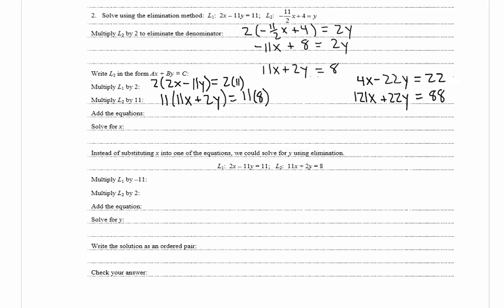And now they want us to add the equations. So we have 4x plus 121x is equal to 125x. And negative 22y plus 22y is 0. And 22 plus 88 is equal to 110. And now we're going to divide both sides by 125 to solve for x. So x is equal to 110 divided by 125, which can be reduced to 22 over 25.